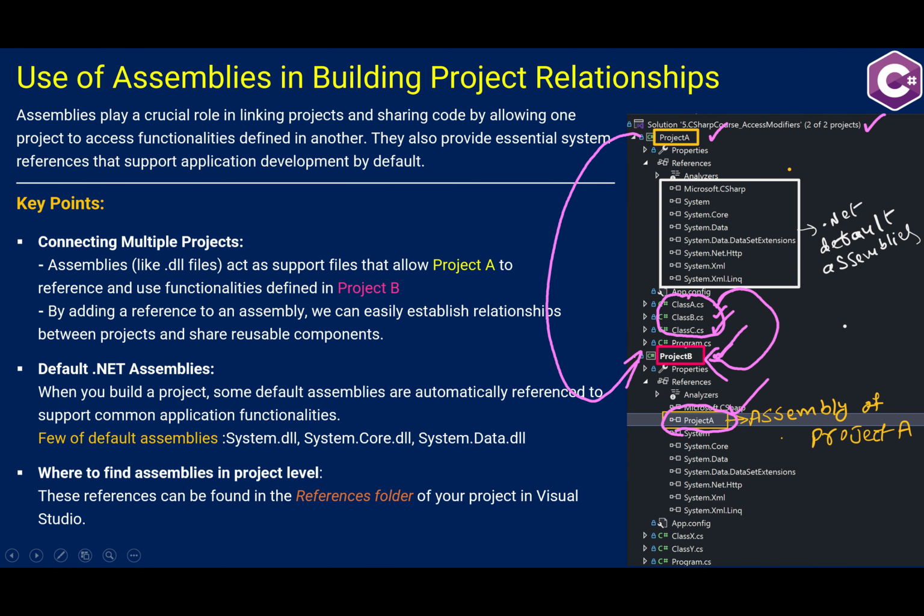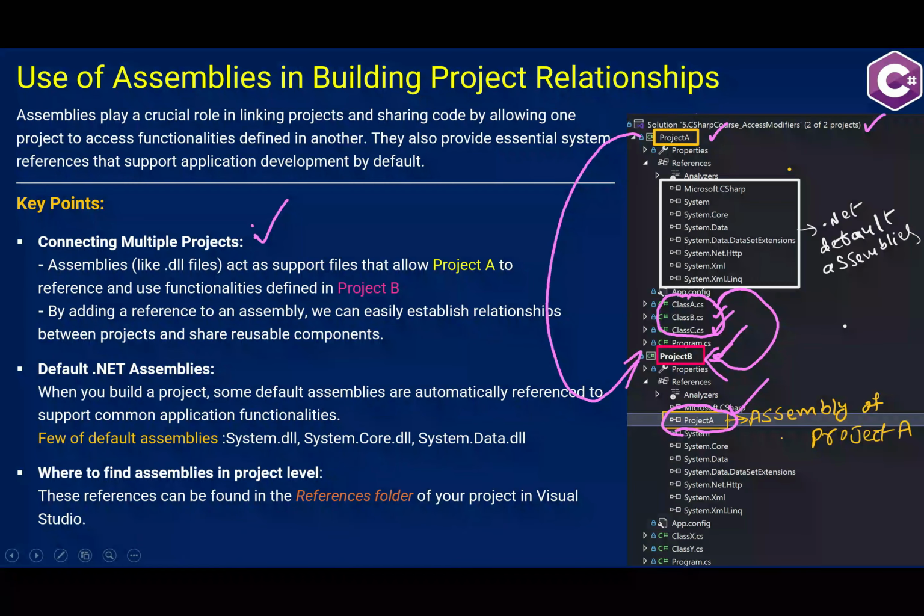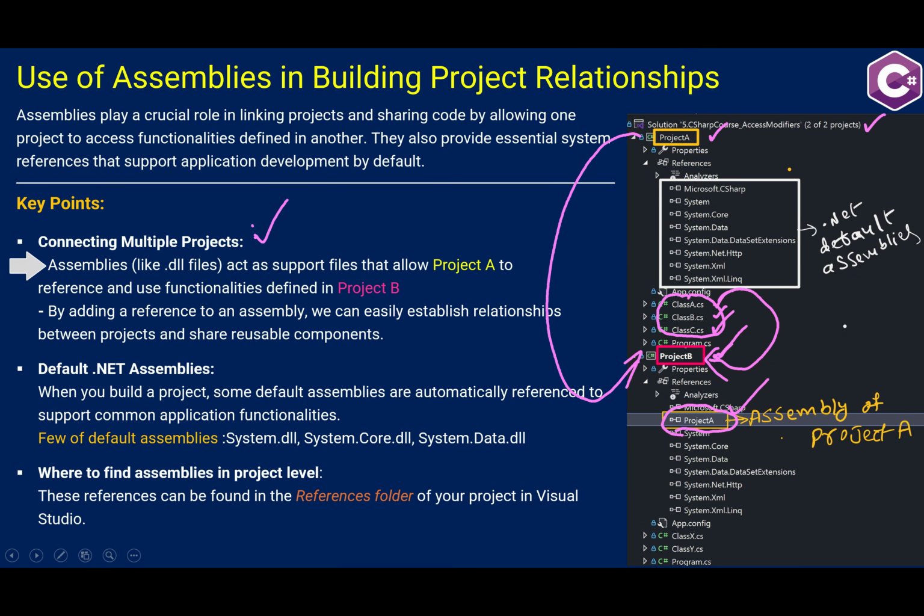So the main key points of the assemblies here, in the sense, is that they are useful for connecting multiple projects. Assemblies act as support files that allow the project B to reference and use the functionalities which are defined in the project A. By adding the reference to an assembly, we can easily establish the relationships between two projects, and we can easily share reusable logic across the projects.